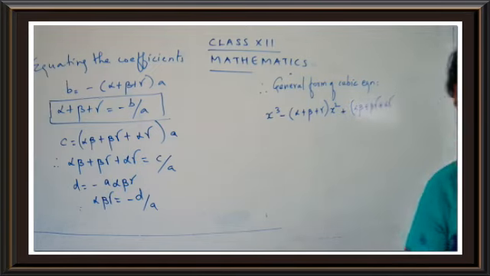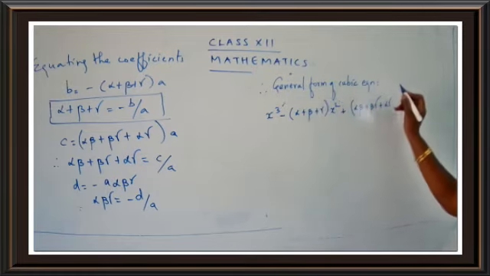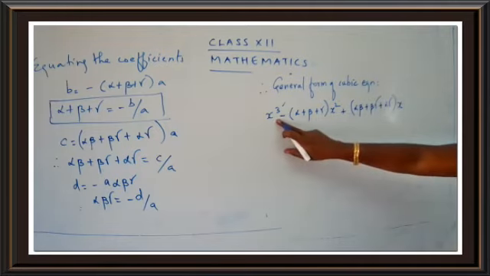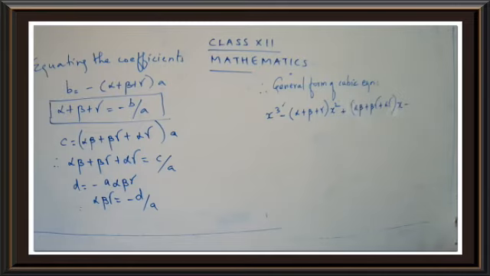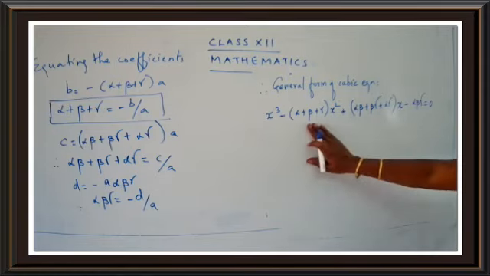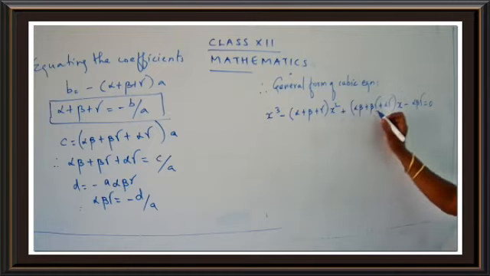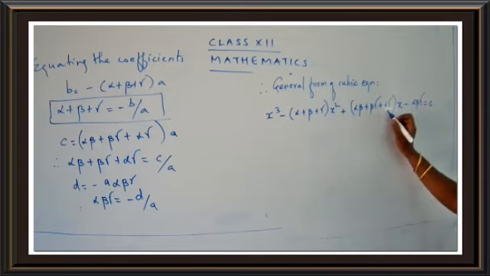So what you get here? x cube is taken, x square is taken. Now what will come here? x, plus minus plus minus. What is the last term you get here? Alpha beta gamma, and this is equal to 0. So this is the general form of a cubic equation. What is the general form, children? x cube minus alpha plus beta plus gamma the whole x square plus alpha beta plus beta gamma plus alpha gamma the whole x minus alpha beta gamma is equal to 0.